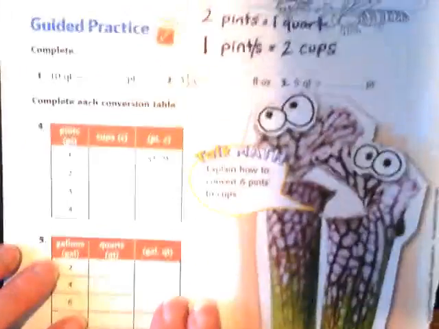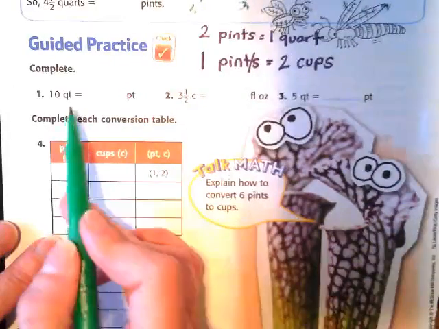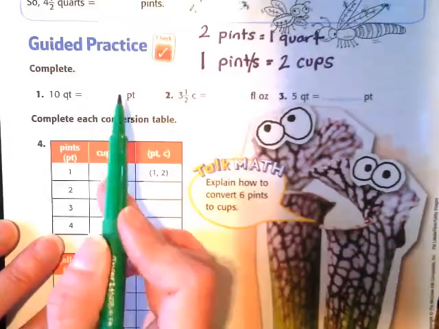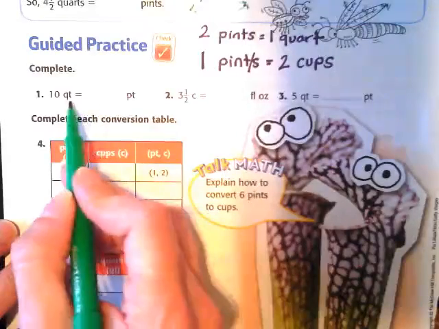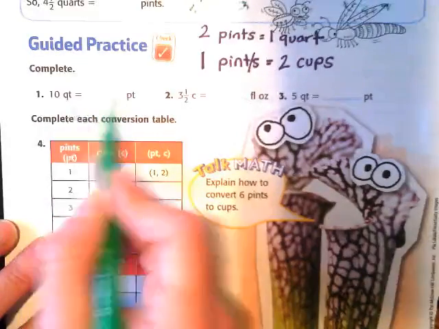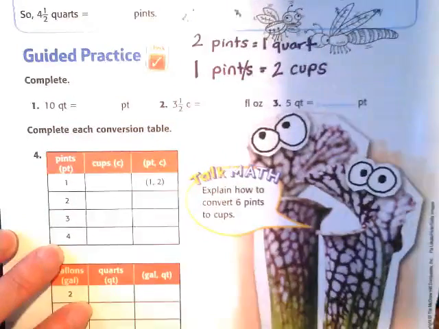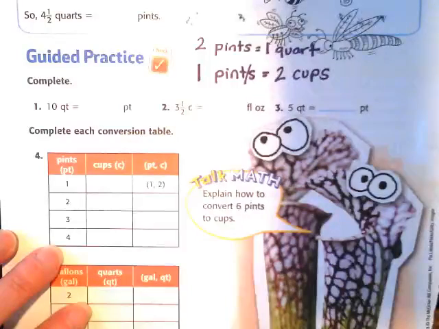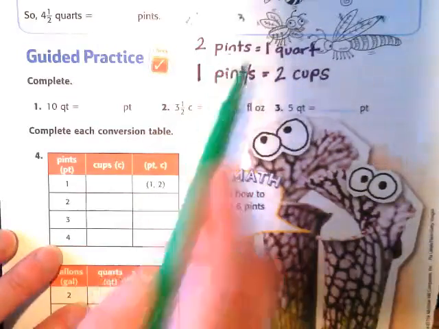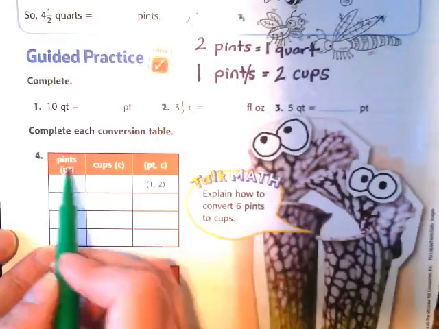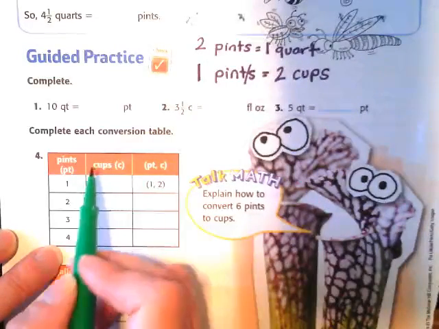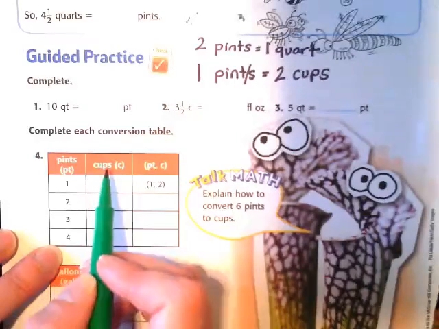So let's look at the back, and we're going to do two problems together. The first problem is you're going to have some that look like this that you're going to complete. It says how many pints are in 10 quarts. So I actually wrote down, you would flip your page over and look at the other side of page 715. But what I'm going to do is I actually wrote this up here. I wrote the connection between pints and cups.